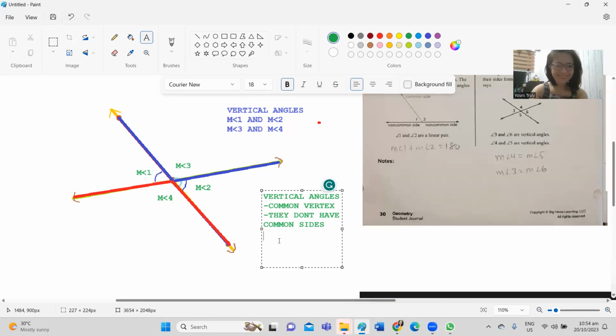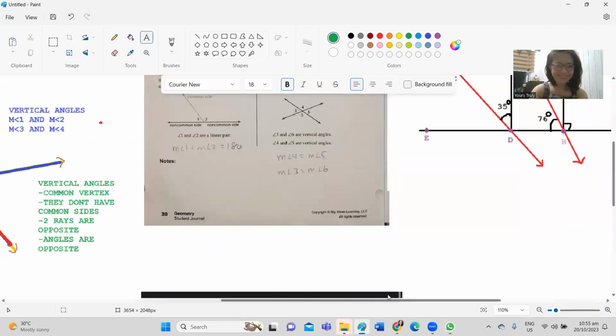Okay, and then another thing to remember, two rays are opposite. Angles are opposite. Here, things to remember to identify vertical angles. Okay, now let's go and have a test here.